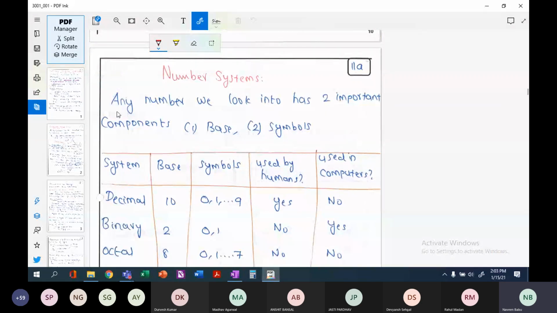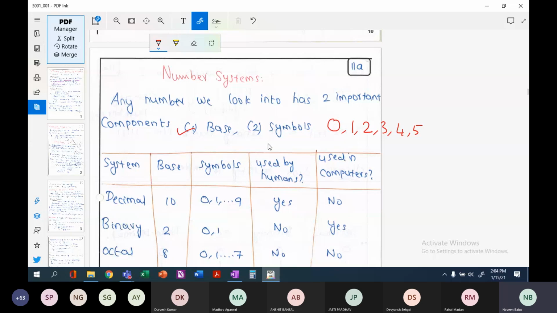And the other thing that you have, in addition to base, is symbols also. Symbols in the sense, for example, this is a symbol, this is a symbol, these are symbols. And we are calling them 1, 2, 3, 4, 5, etc.